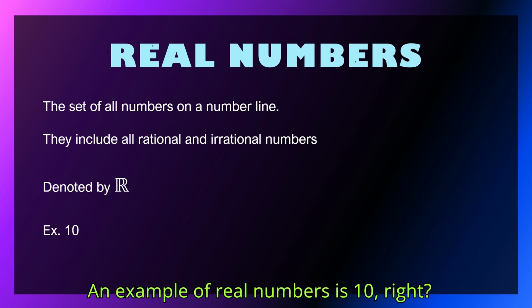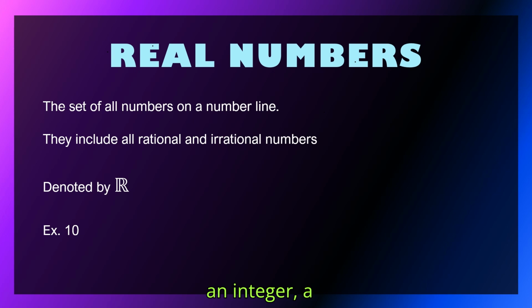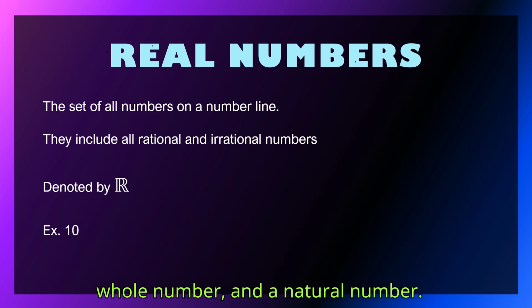An example of a real number is 10, right? 10 is a rational number. 10 is an integer, a whole number, and a natural number.